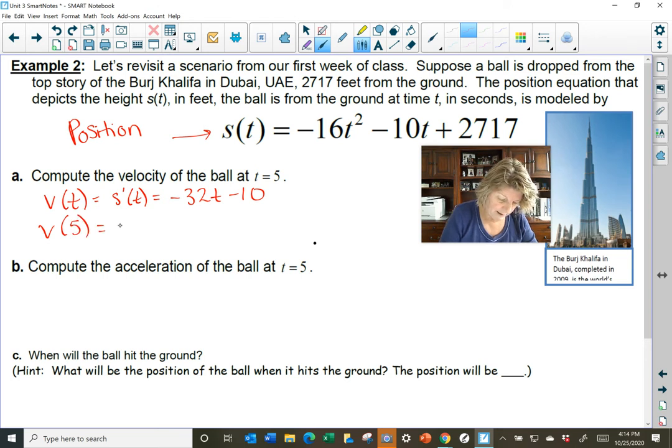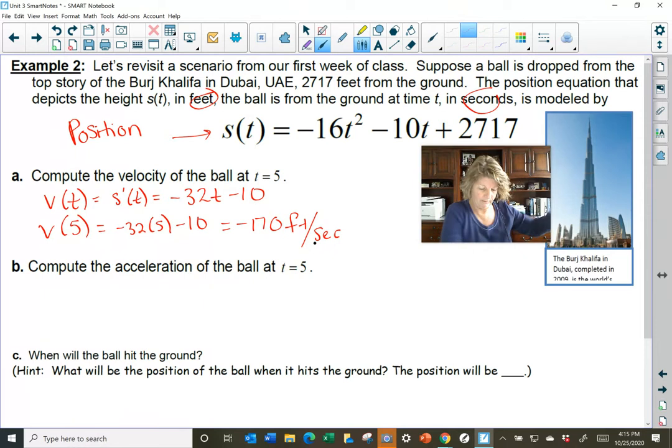And that would give me negative 32 times 5, whatever that is, minus 10. 150, 160. I think this is going to come around negative 170 feet. Yep, feet and seconds. Feet per second. We want to get that label in there.